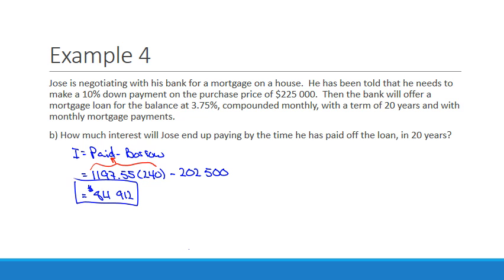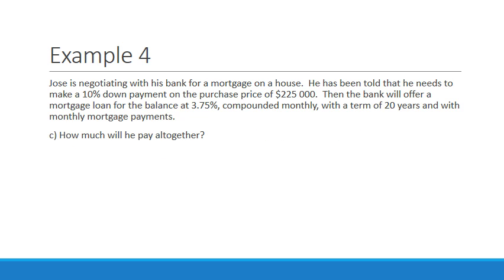And that is part B. Part C, how much will he pay altogether? So that means in the end, how much did this house truly cost him? So the cost of the house would be his down payment plus the mortgage.